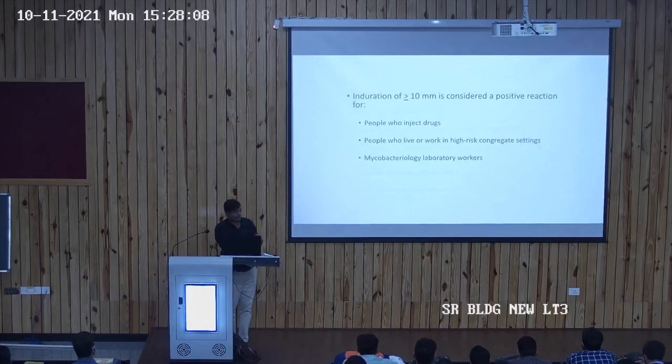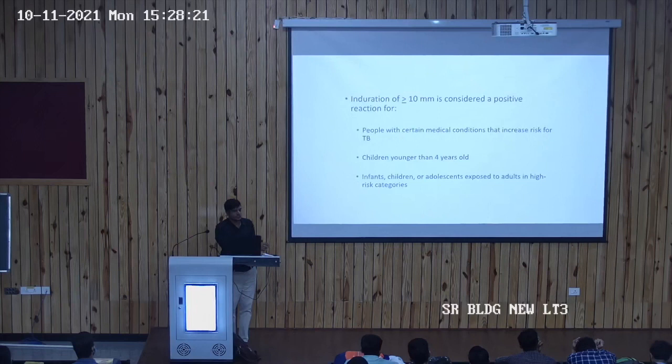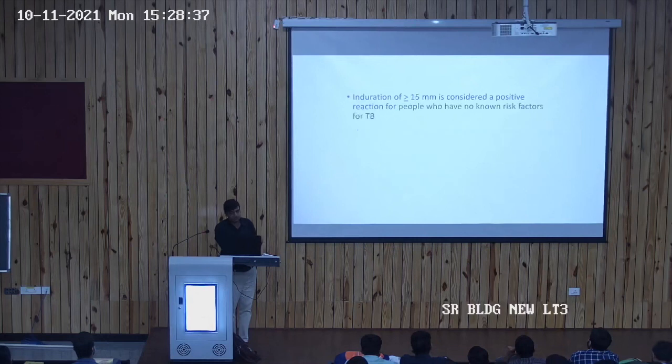But an induration of 10 mm will be considered positive in people who inject drugs, people who live or work in high-risk congregate settings, or mycobacteriology laboratory workers. Induration of 10 mm is considered a positive reaction for people with certain medical conditions that increase risk for tuberculosis, children younger than 4 years old, infants, children or adolescents exposed to adults in high-risk categories, and induration of 15 mm will be considered positive for people who have no known risk factor for tuberculosis.